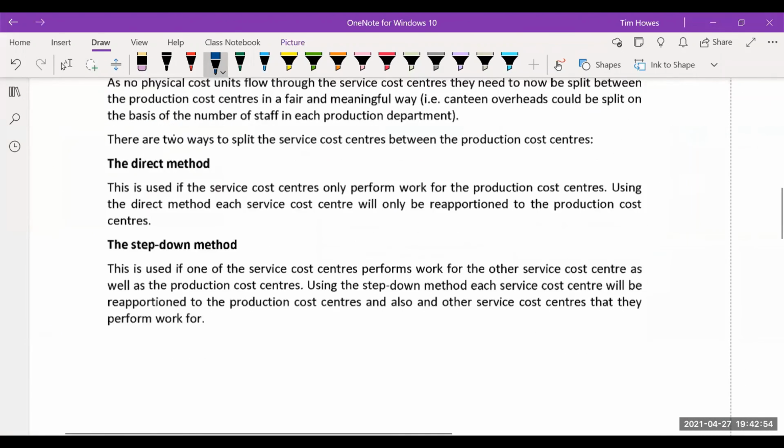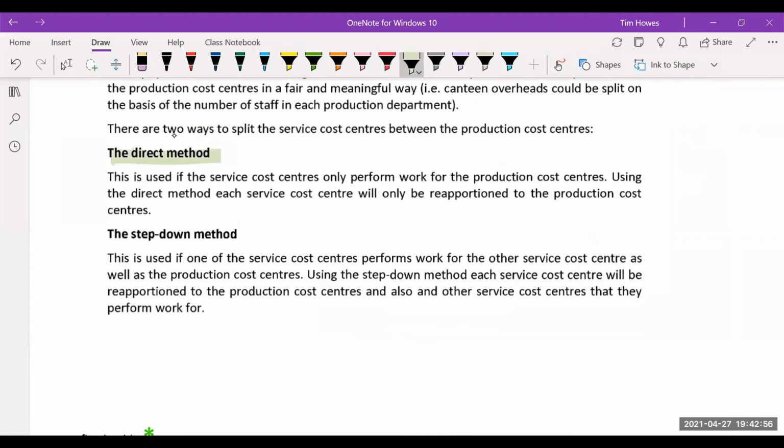So to end today, look, the reapportionment of service centres to production centres, or support centres to the what we do centres, using the Timbo terminology. Direct method is where there is no reciprocal service.